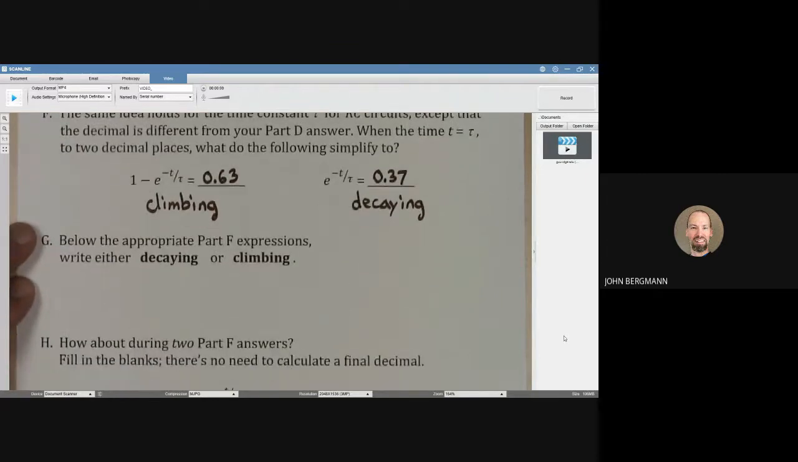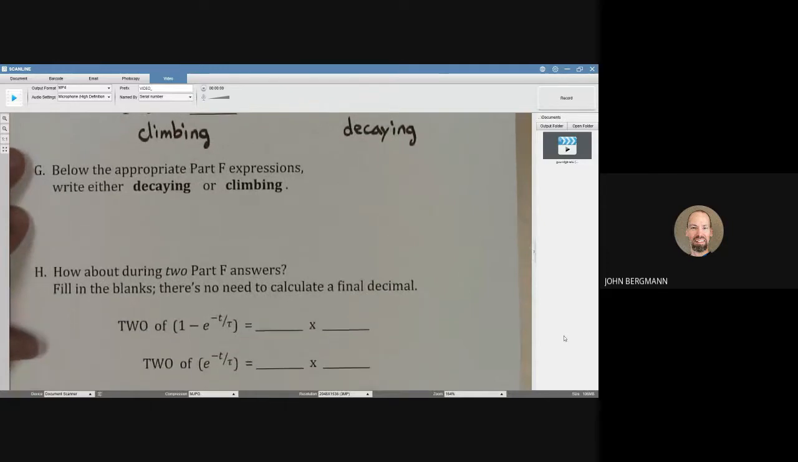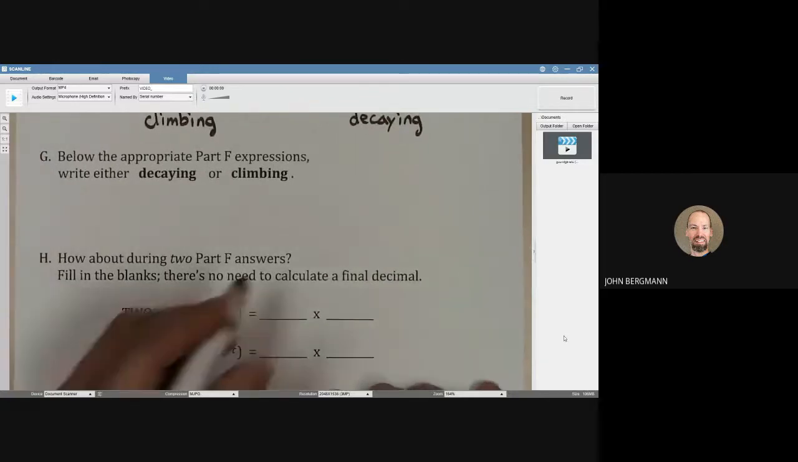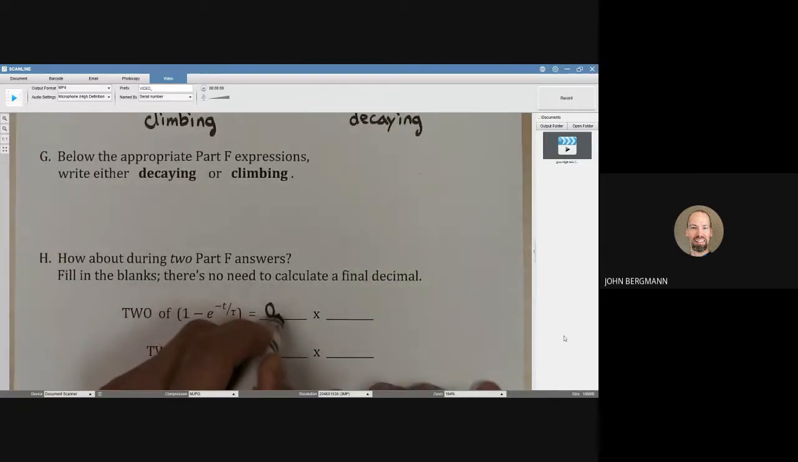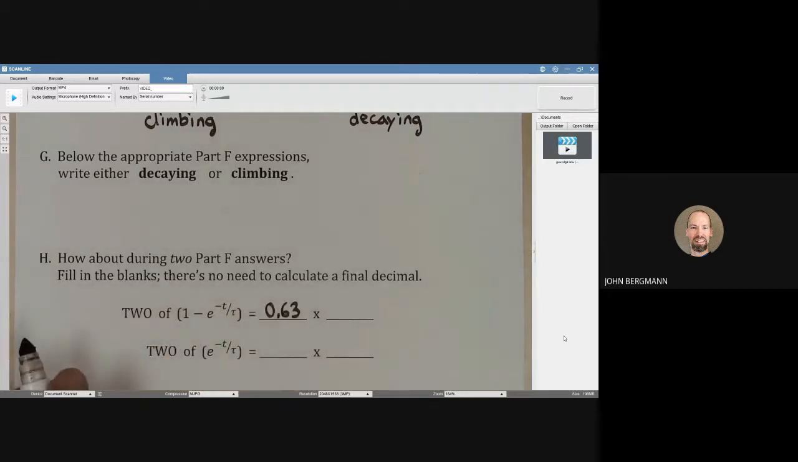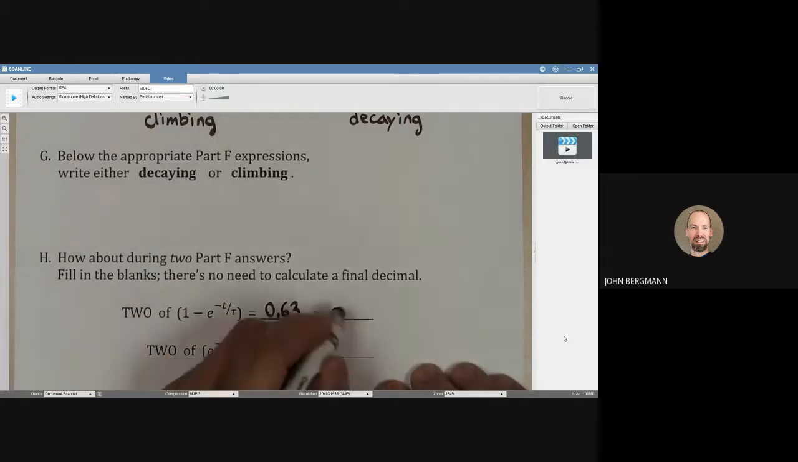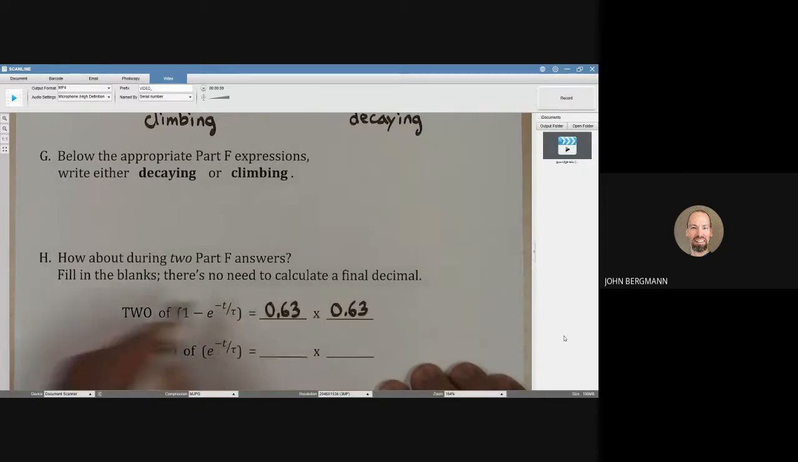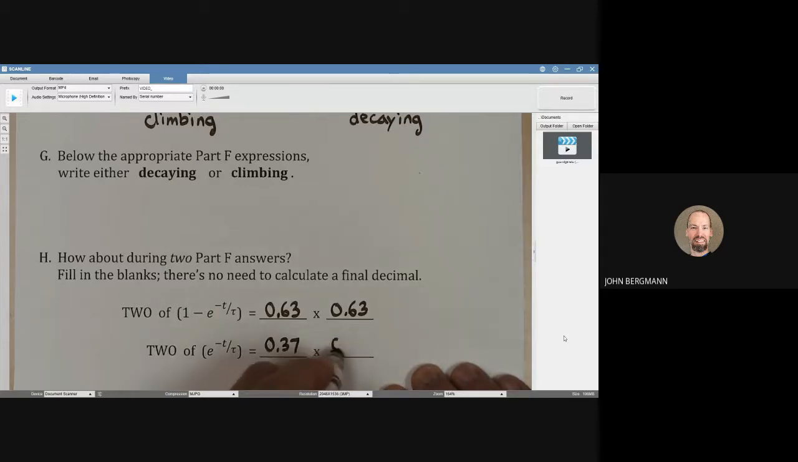What about during two of these? Well, if your graph is climbing, it's going to climb up 63% of the way in the first time constant, and in the next time constant, it's going to climb up an additional 63% of whatever's left. Similarly, in one time constant for a decaying graph, it's going to fall to 37% of its initial value, and in the second time constant, it's going to fall 37% of that.